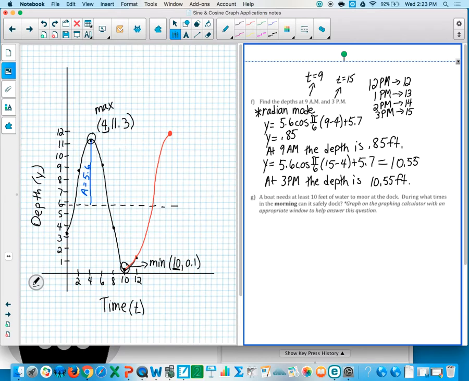The last part says a boat needs at least 10 feet of water to moor at the dock. During what times in the morning can it safely dock? So in the morning, that's helpful because it's going to be between 0 and noon. And you can use your graph to kind of figure it out, but we're going to use the calculator. So we're going to put in the graph, and we're going to put in a horizontal line at 10 feet and see where it intersects. So this is an option you can use for other questions, or maybe you just have the equation and are trying to find those intersection points.